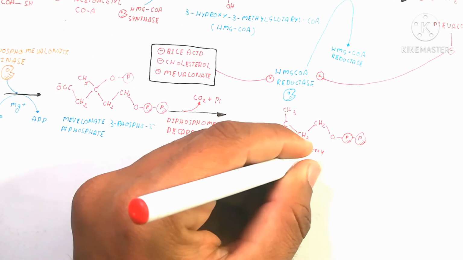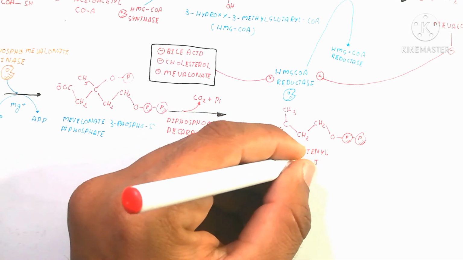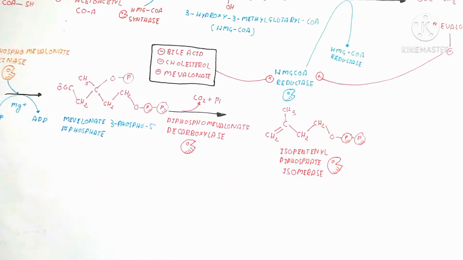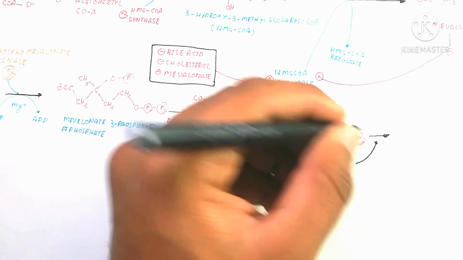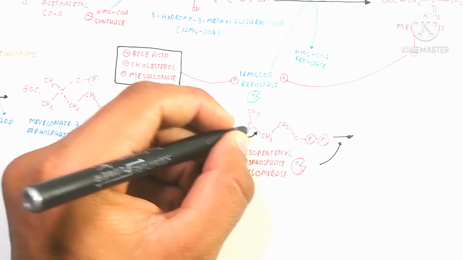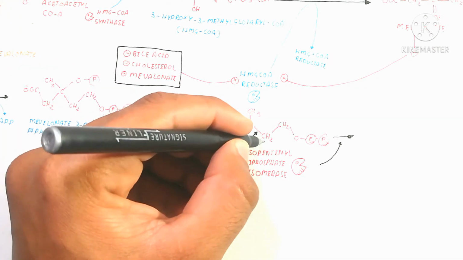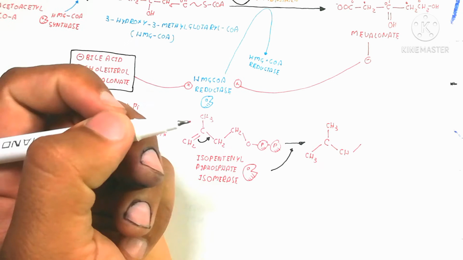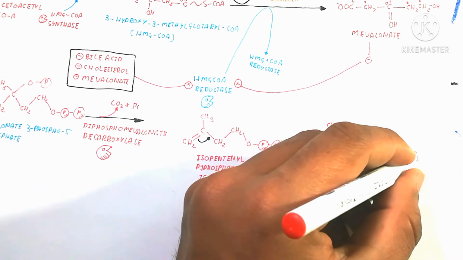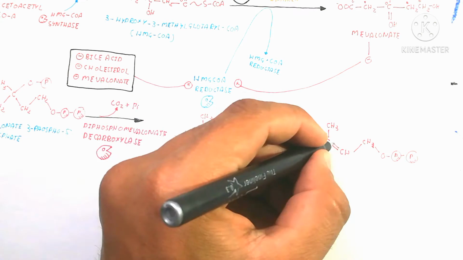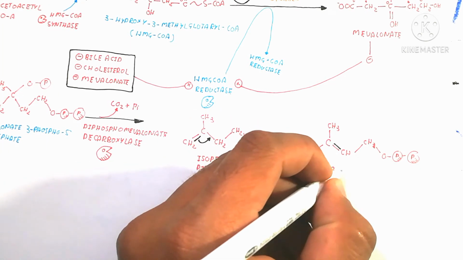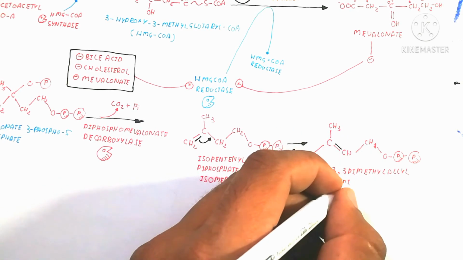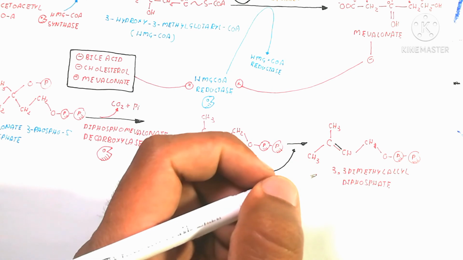So the diphosphomevalonate decarboxylase enzyme is used to produce isopentenyl diphosphate. So the isopentenyl diphosphate basically has a double bond at carbon number 1, carbon number 3 to 1. So the isomerase enzyme is used here, and the bond will be exchanged from here to here. So here the product formed is known as 3,3-dimethylallyl diphosphate.